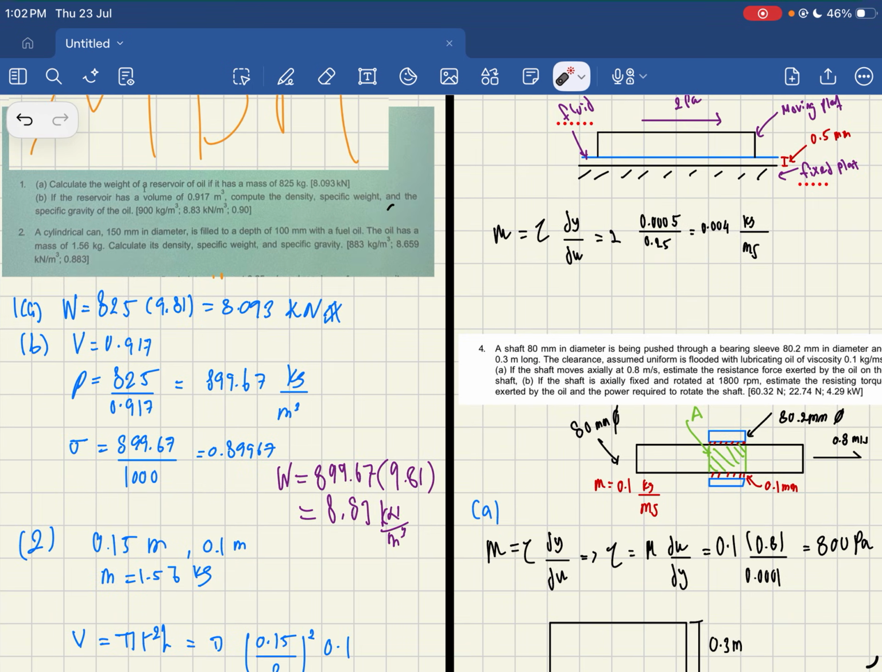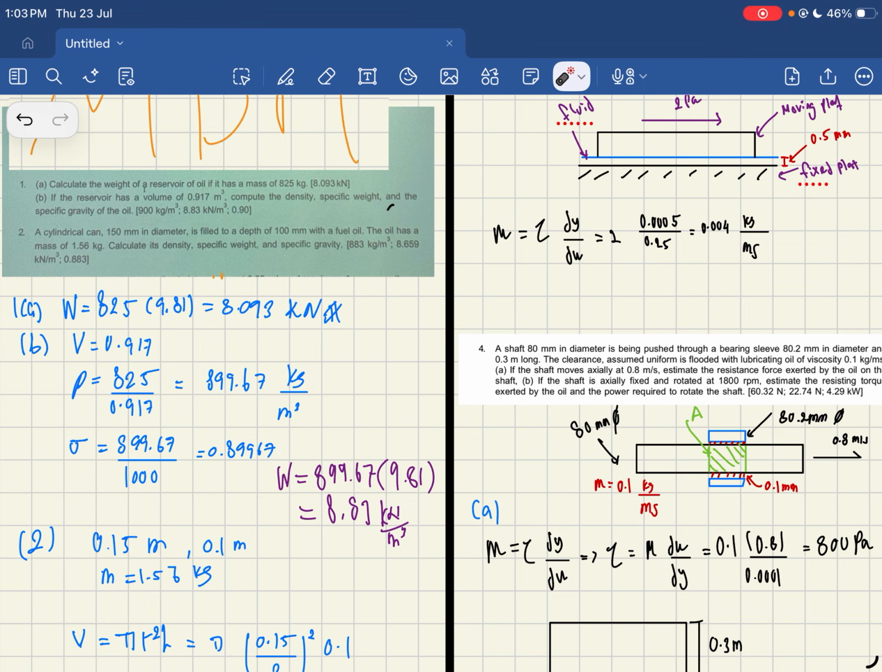Question 1: calculate the weight of the reservoir of oil, so this is the substance, if it has a mass of 855 kg. So the weight, W equals mg. The mass will be 855 times the gravitational acceleration. In SI, that is 9.81. So you will get 8.093 kilonewton.